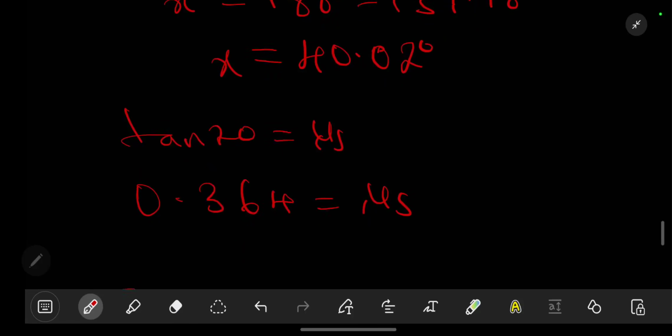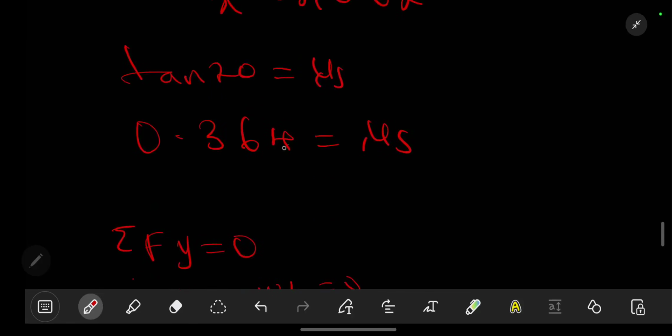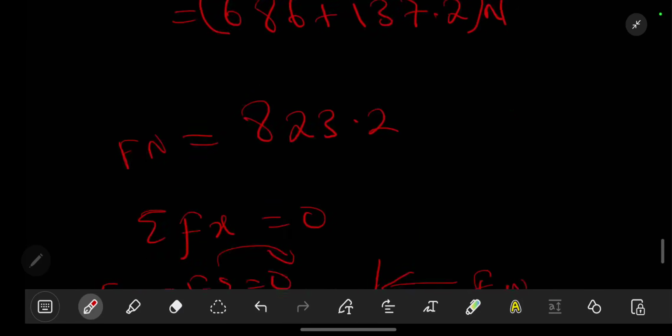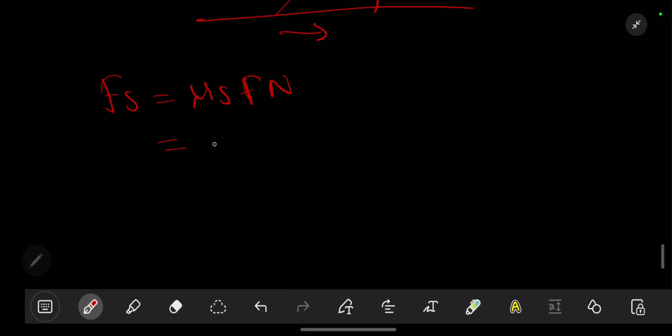What did we find as our answer? Tan of 20 was 0.364. So we are going to find it by using that value. So we have 0.364 times the normal force. And remember, our normal force is found to be 823.2.